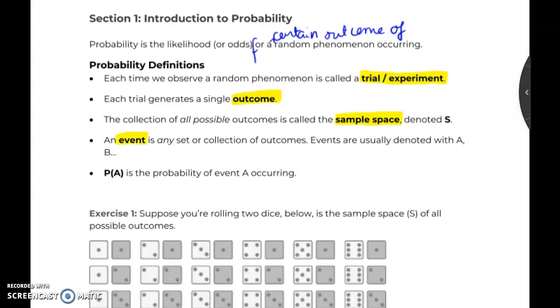And an event is any set or collection of outcomes. Usually we use letters A, B, and so on. So for example, if we toss a coin, we may say that A is equal to tossing a head, and then we use the probability notation below that. For example, the probability of A when we're using a fair coin should be 1/2, because we have the same chance of tossing either a heads or a tail. So let's dive into an example over here, and hopefully some of these definitions will make sense.